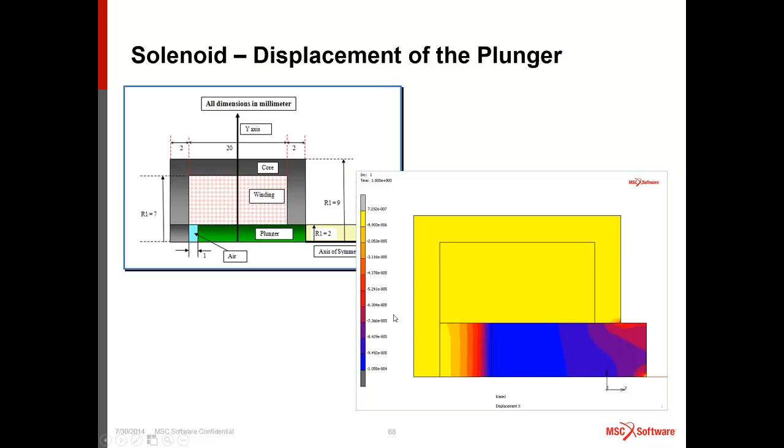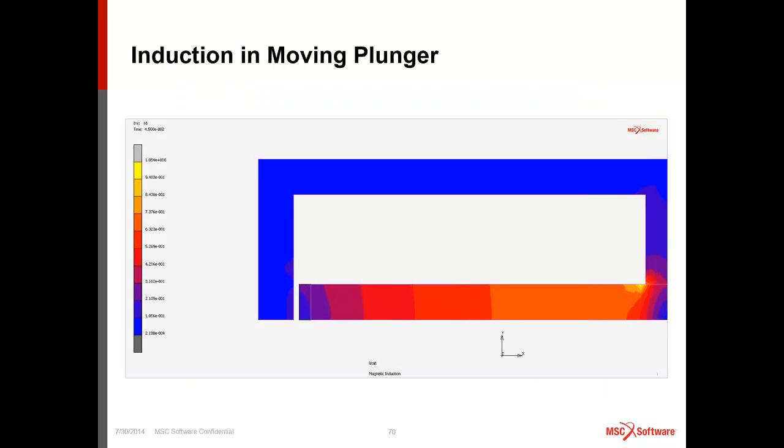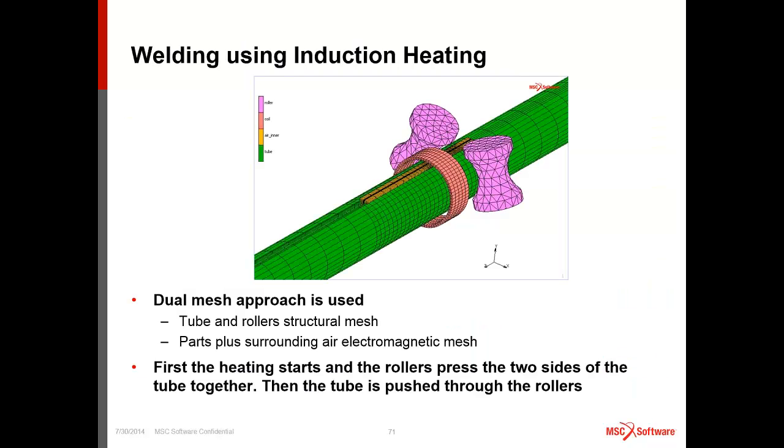and this particular region was air. And what we can do is we can look at the magnetic field or the magnetic induction in this whole range, and then we can basically do, in a single analysis, the coupled thermal structural electromagnetic problem. So this was actually a dynamic problem, so you actually see the plunger wiggle a little bit.